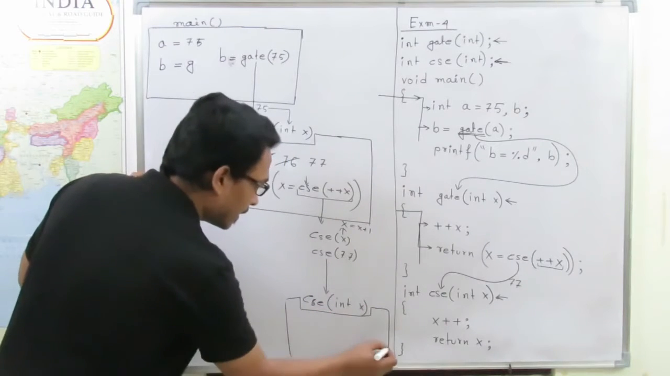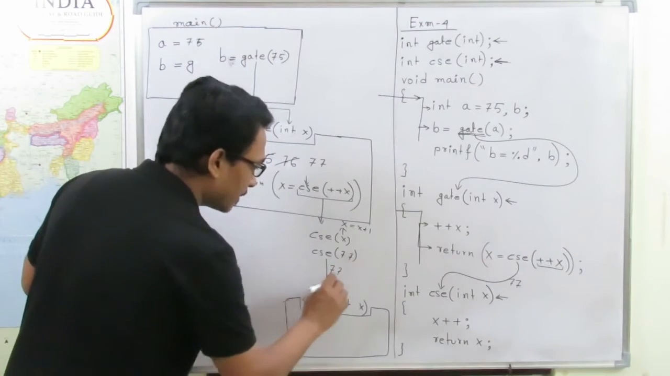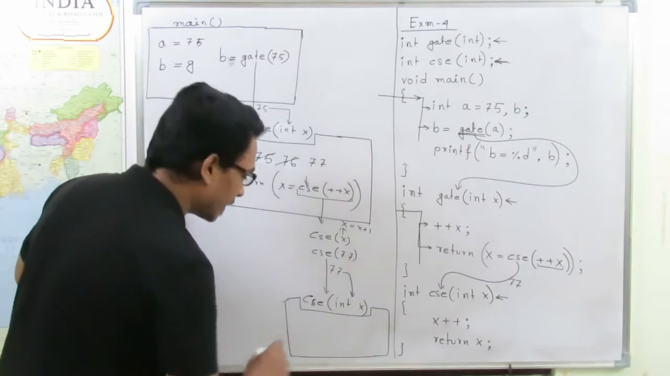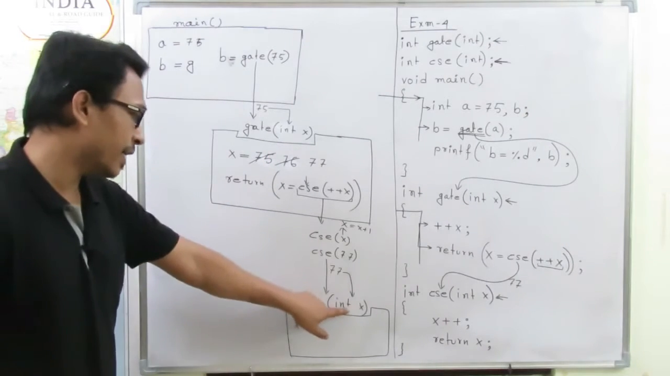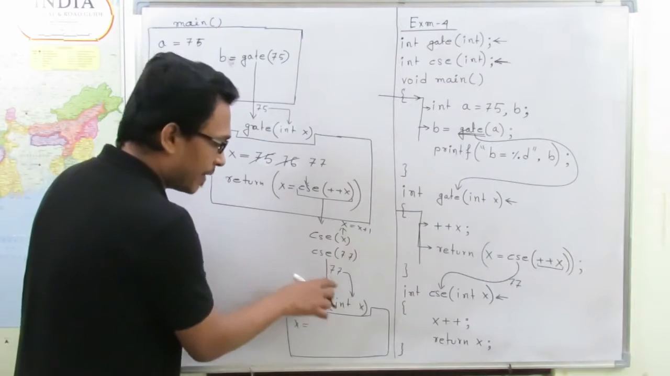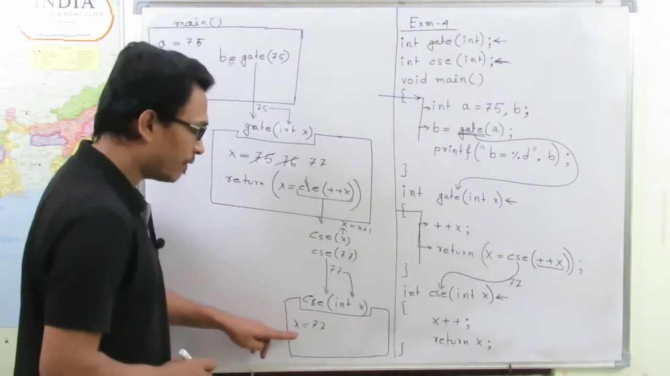Now inside the CSE function, the parameter is 77. This parameter is received by the variable x. That means inside this CSE function, one memory block will be created for the variable x, and then the parameter 77 is stored in the variable x.